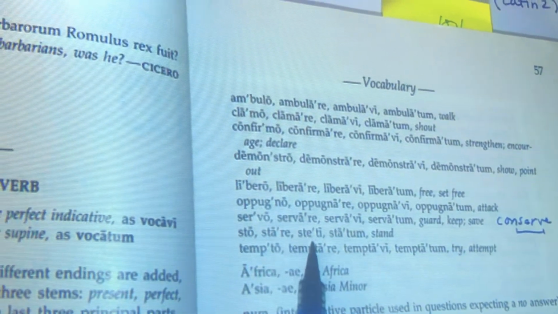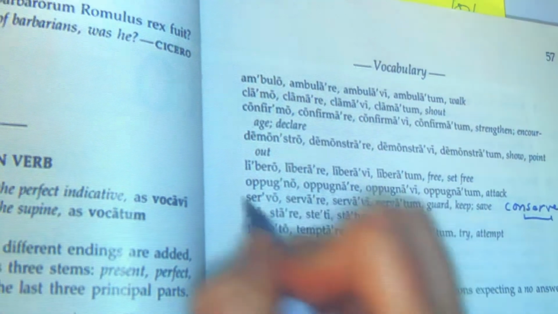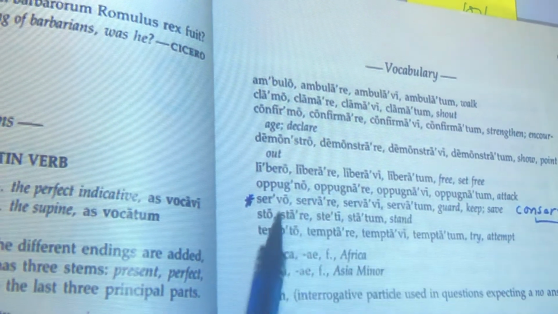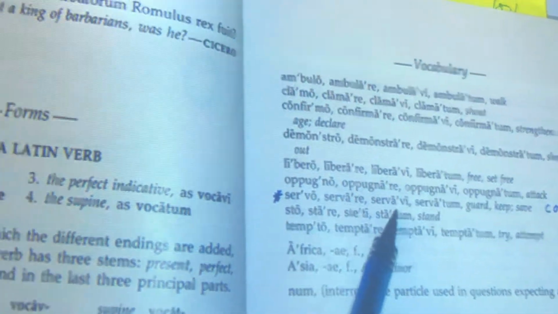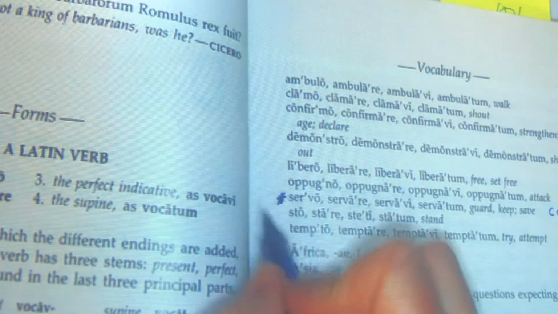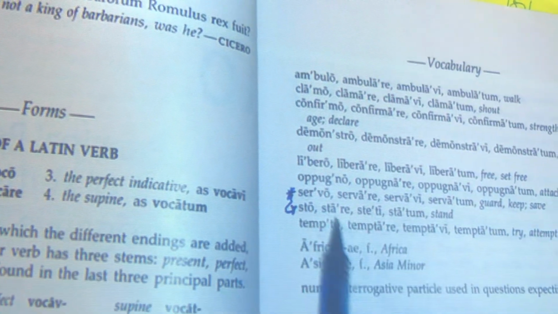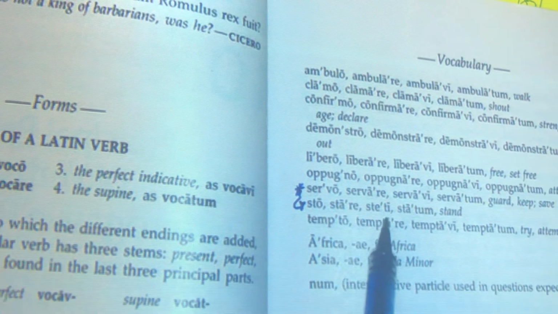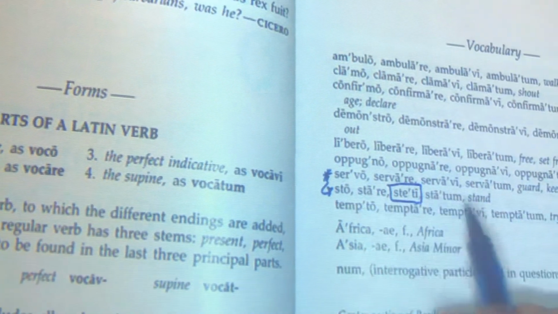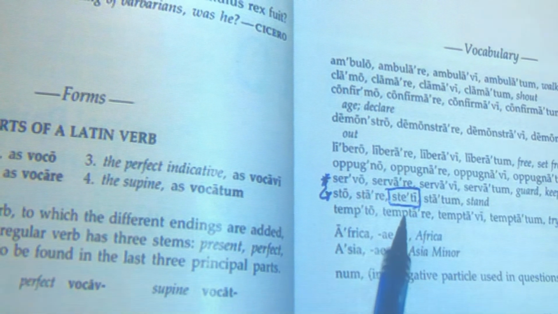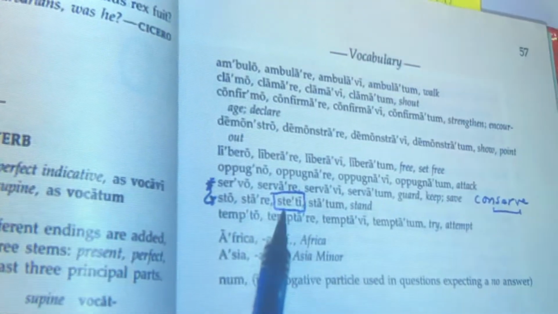Sto, stare, steti, statum. Look, I'm going to put a star there. This one does not follow the pattern. O, are, awi. O, are. This should be down here. O, are. It doesn't have an awi. So steti is irregular. And I know in your warm-up, it asks that. What are the irregular ones? That's an irregular.